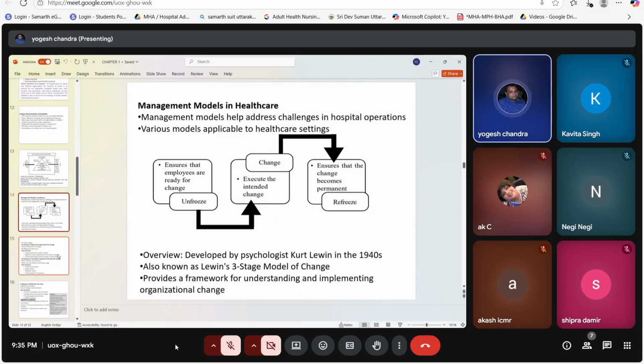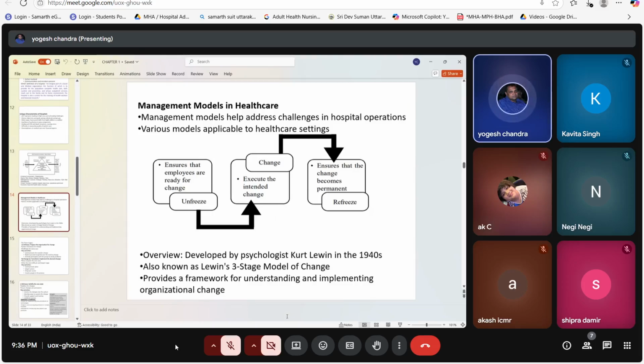This is as per the chapter actually. So if we see, one model was developed by the psychologist Kurt Lewin in the 1940s, and the model is the three-stage model of the management of change. When some change in the organization is needed, how is it supposed to be managed, how is it supposed to be implemented, and how is it supposed to be controlled? So he has given three stages. One is the unfreeze stage, second is the change stage, and the third is the refreeze stage.